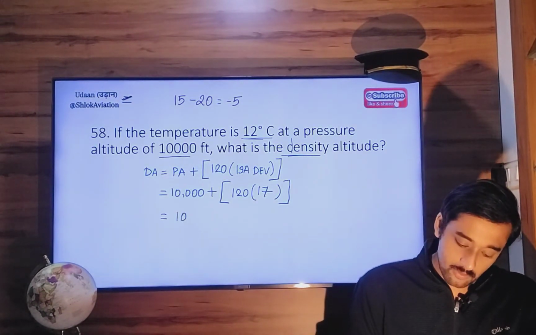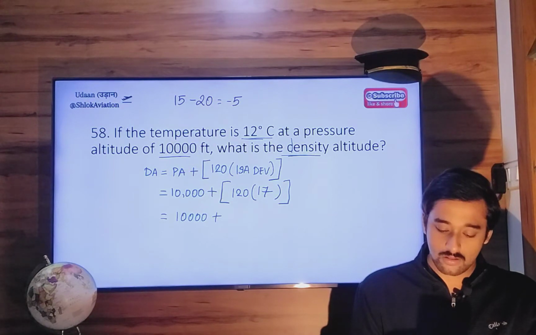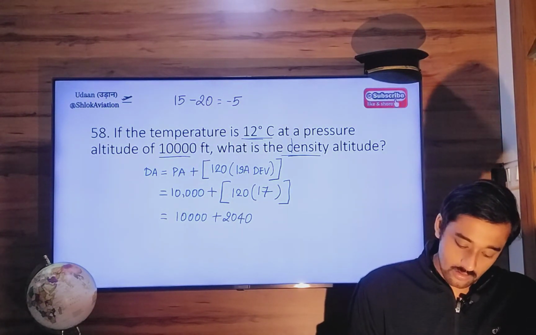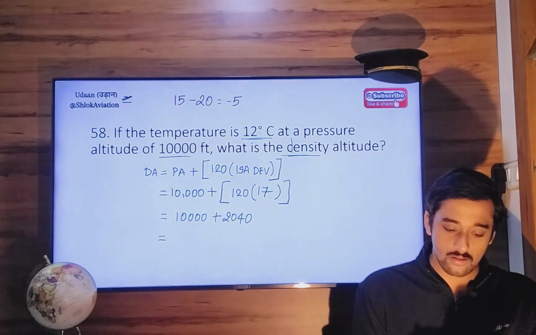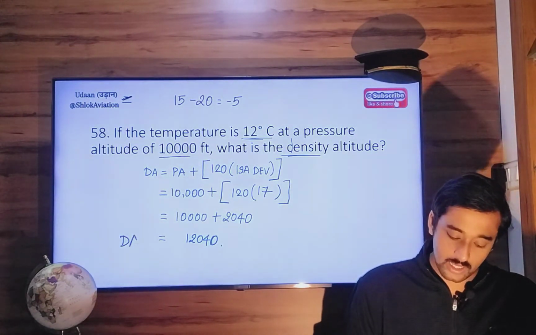So 10,000 plus 120 times 17 is 2,040, which gives 12,040. Okay, so density altitude is 12,040.